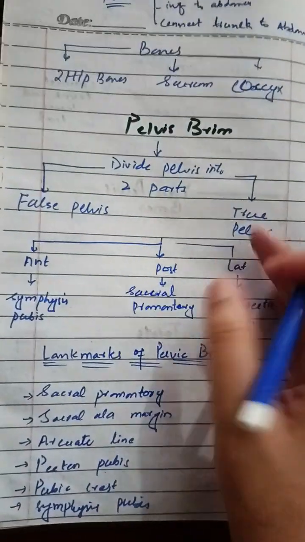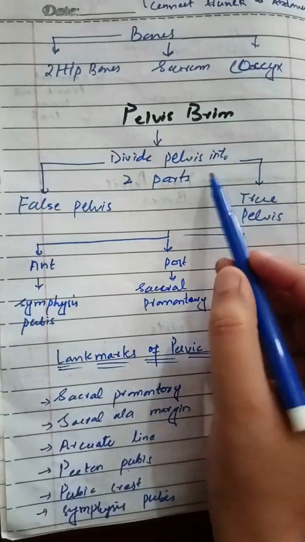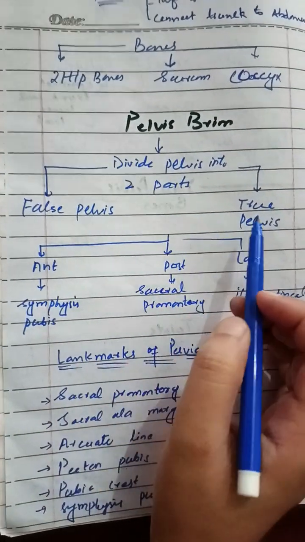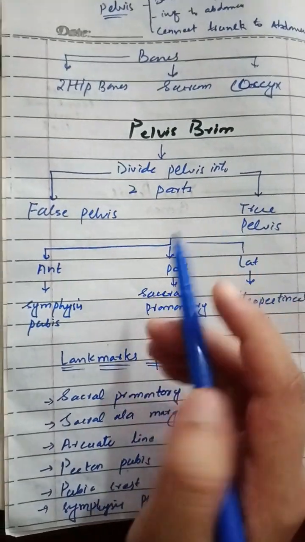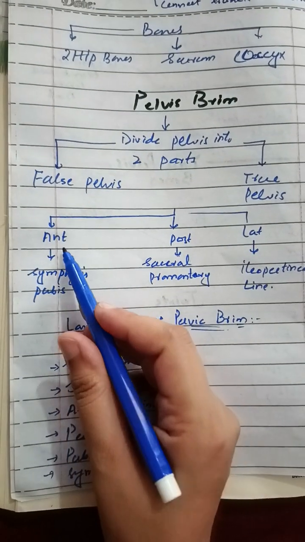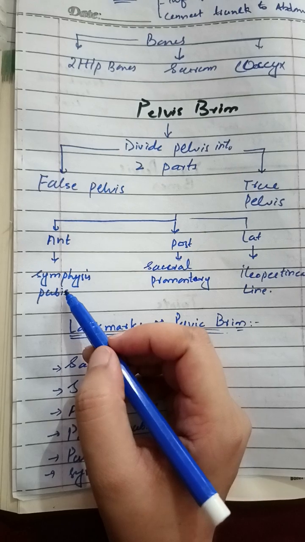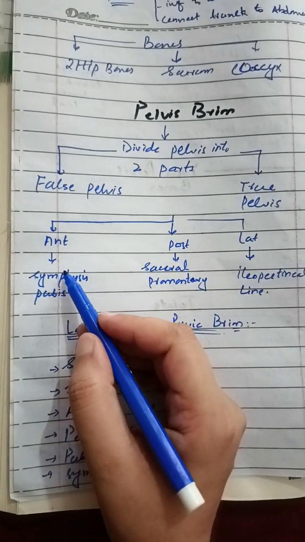Now, the pelvic brim basically divides the pelvis into two parts: the false pelvis and the true pelvis. The false pelvis is anteriorly lined by symphysis. Sorry, I have made a mistake here.